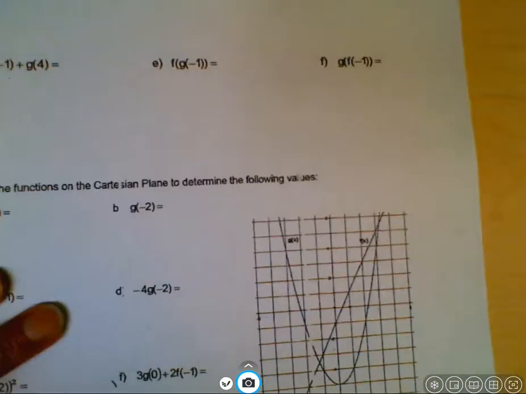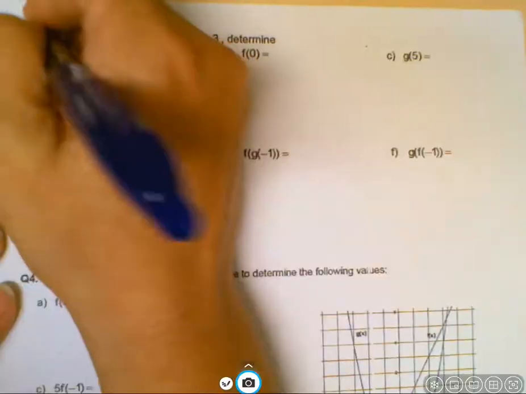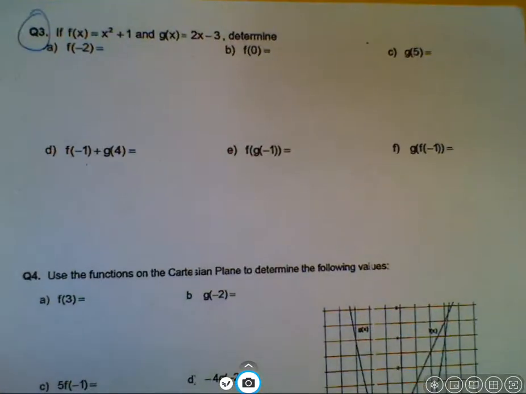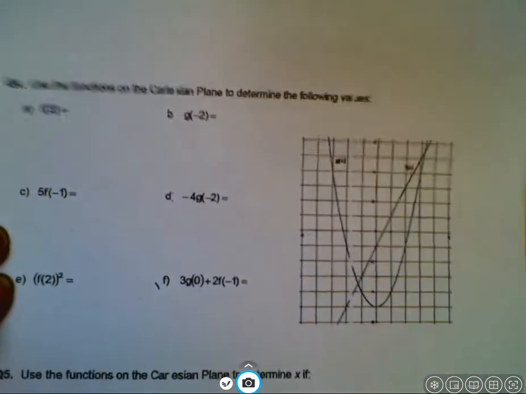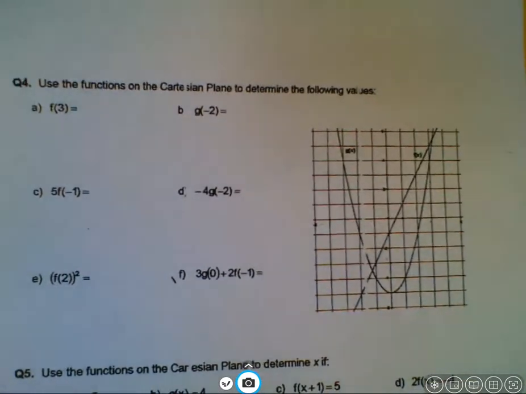Now there's a little bit more. So you have a little practice here. Question 3 is for you. It's for practice. I'm going to do a couple of them though myself here as an example, but I wanted to also show you this one.